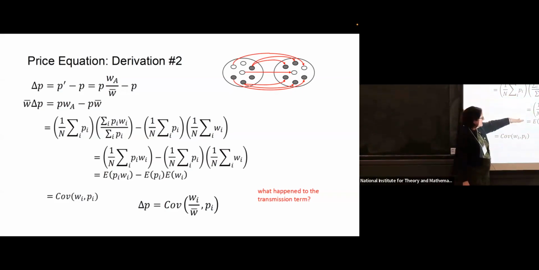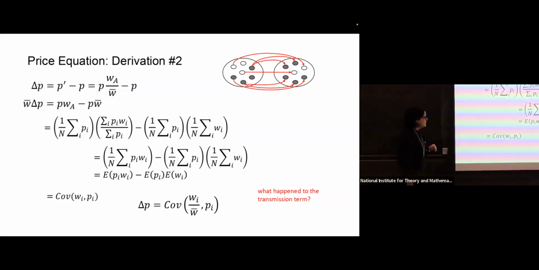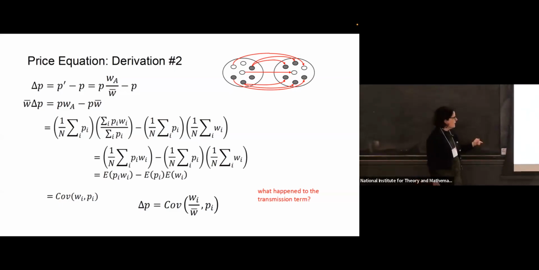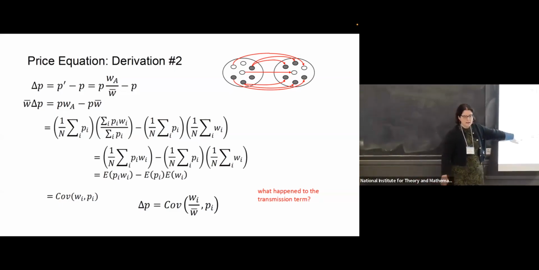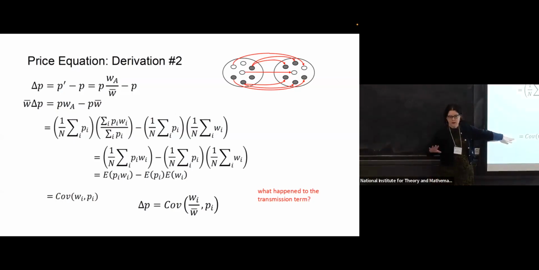And this is obviously an expectation minus the product of two expectations. It's the covariance of the individual fitness with the allele frequency in individuals, whether they're a big A or little a. And what happened to my transmission term?